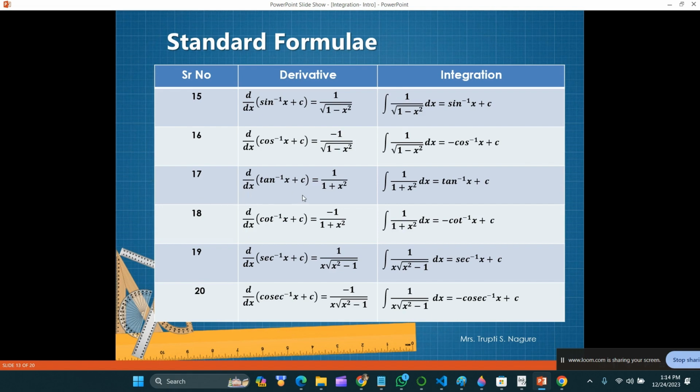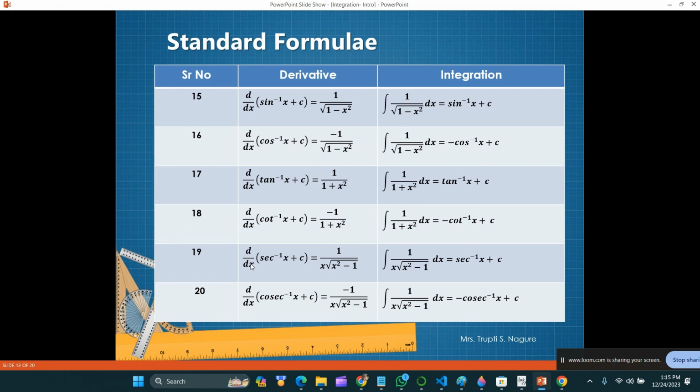Similarly, the derivative of tan inverse x is 1 upon 1 plus x square. Opposite to this, the integration of 1 upon 1 plus x square dx is tan inverse x plus c. The derivative of cot inverse x is equal to minus 1 upon 1 plus x square, while the integration of 1 upon 1 plus x square is equal to minus cot inverse x plus c. Here you can see both integrals are the same but the answer will be different. Therefore, you can write tan inverse x as well as minus cot inverse x, but one from both of them.